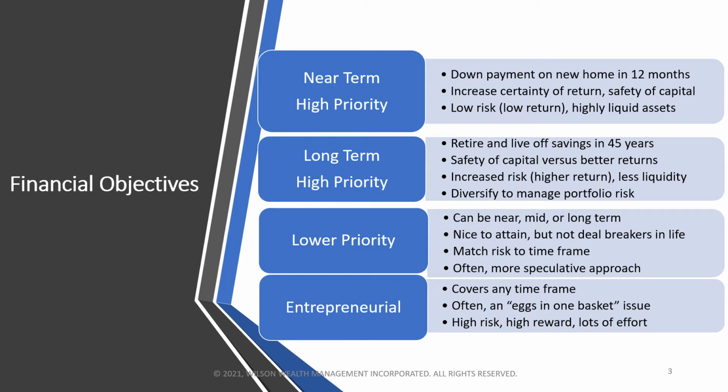If I invest some fun money for a Porsche for my midlife crisis, if I get it, great. If I don't get it, it's not really going to impact my life. Versus if I don't save enough for retirement, or I don't have that money on hand in 12 months for the down payment on the home. So with lower priorities, you still want to match your risk to the time frame. But often what you'll find is that investors take a more speculative approach on their lower priorities because the priority is not as important. They're willing to take on a little bit more risk in the hopes of chasing higher returns.